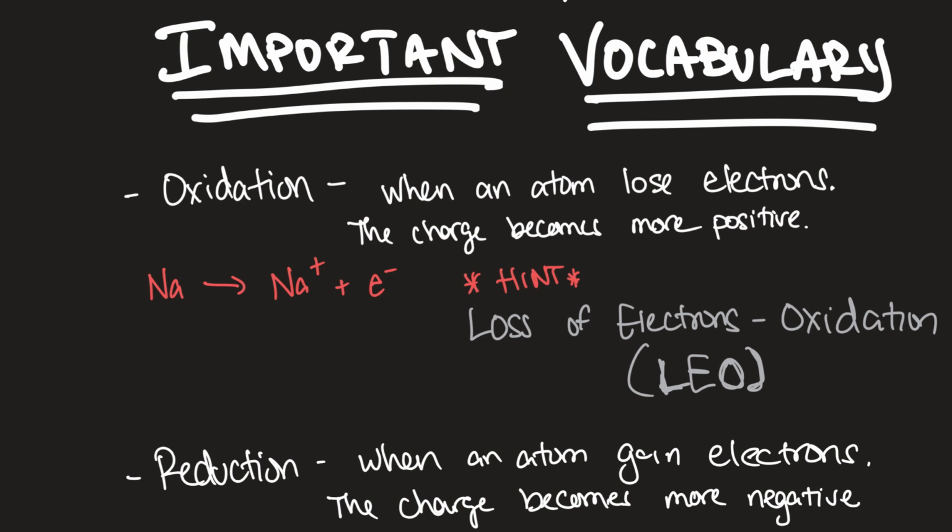Another way we could look at this is if you have oxygen -2 becoming oxygen -1 plus an electron. If you notice, the charge became more positive. So this is oxidation. A way that you could think about this: loss of electrons is oxidation. LEO. I think of Leo the lion. So that's oxidation.